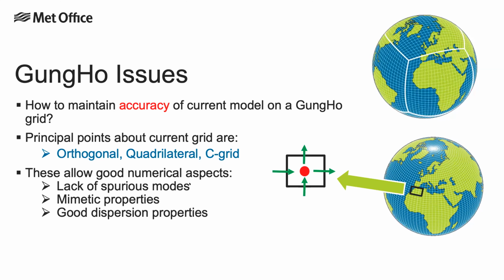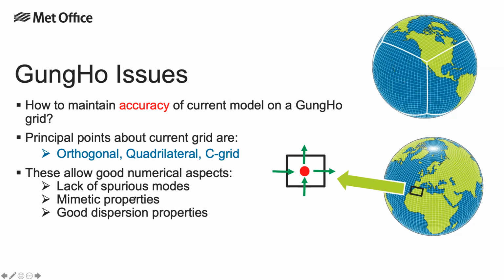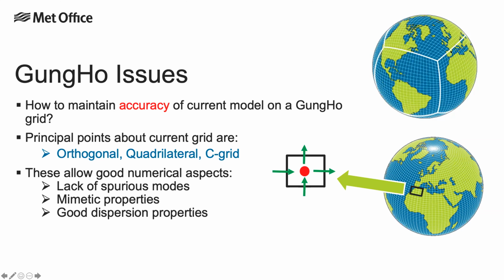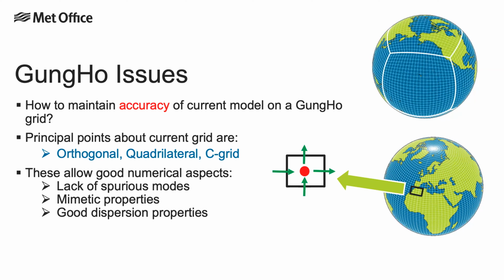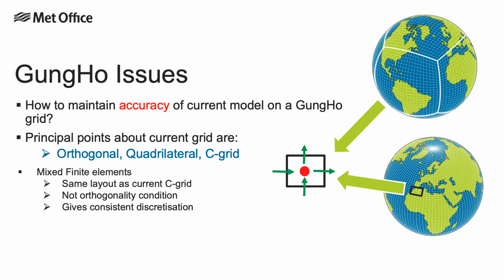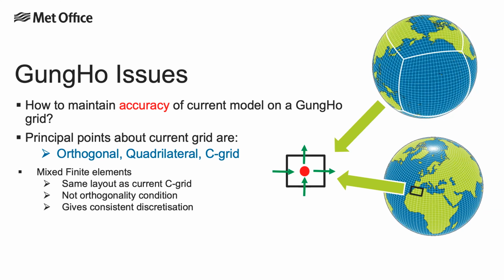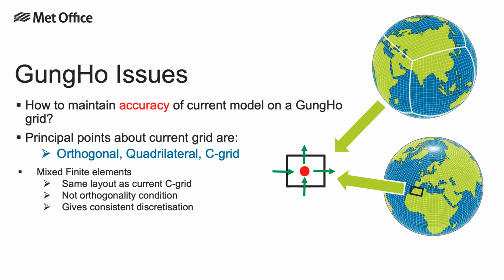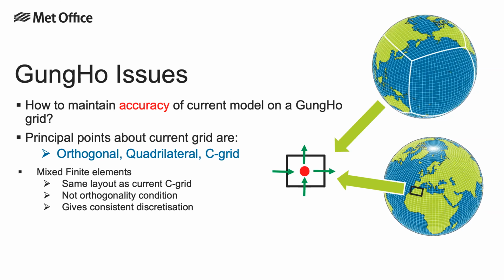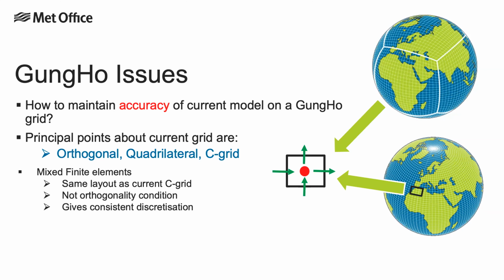So how can we maintain those mathematical properties when we move to something that looks like this, for instance the cube sphere? The way that's being done is to use this mixed finite element approach, which gives the same layout as the current C-grid. It's not reliant on the orthogonality condition now, and it gives consistent discretization.